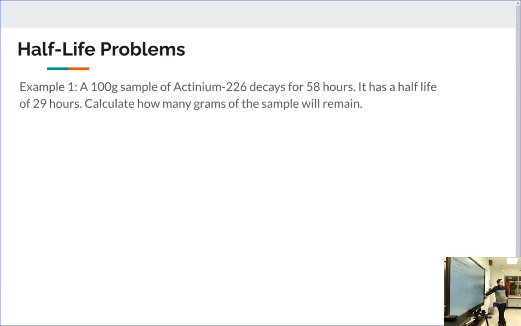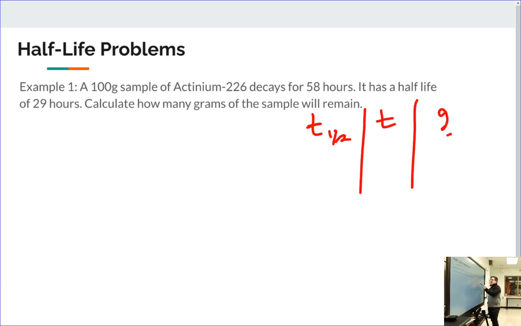Yeah, Alex? 25 grams. That's it. How did you do that? Because you do 100 divided by 2, and then do 50 divided by 2. So let's plug and chug and let's check this out. So we have half-life. We have the time elapsed. And then we got the amount of mass or amount of grams we have left.